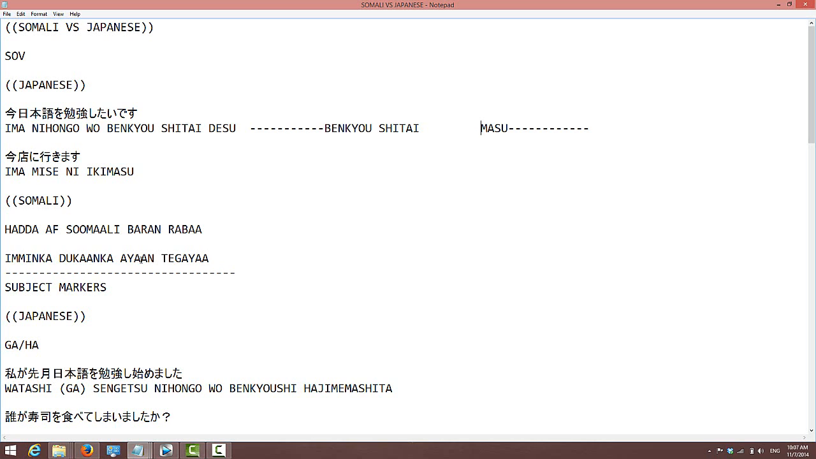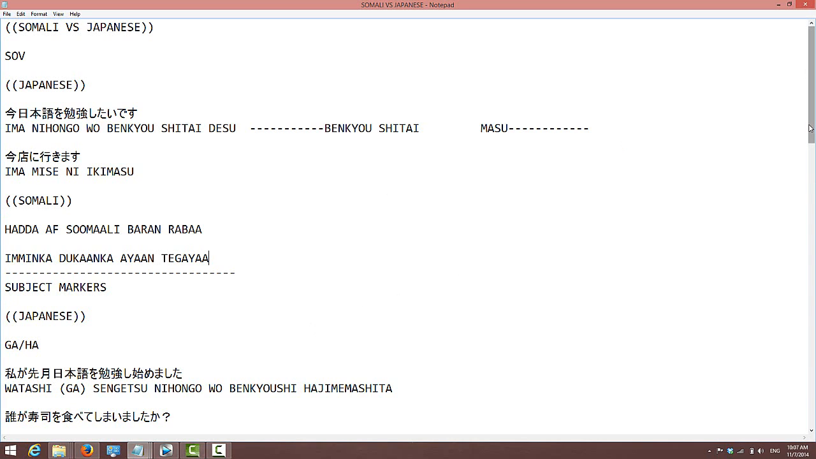Now this ayan here is a focus marker. We're going to talk about those in a minute, but I'll just tell you right now that it's a focus marker. So it's like it's referring to me, that I'm going to do something. So iminka dukanka ayan tegaya. The ayan is focusing on the shop. So it's like it is the shop that I'm going to. Okay.